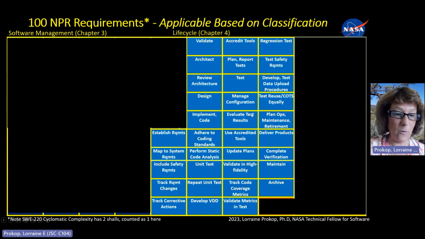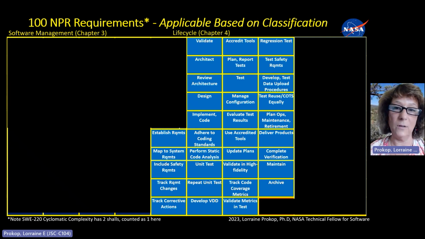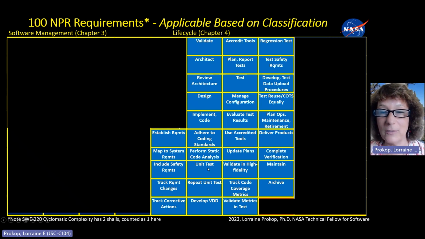Now I'll go over chapter 4. This all has to do more with the life cycle. The other ones are sort of general project planning. For the life cycle, establish requirements, map those to the overall system, include safety requirements, and track changes of those requirements, as well as corrective actions. Validate against the requirements, architect the software, review the architecture, design the software, implement and code it, adhere to coding standards while it's being done, and perform static code analysis.